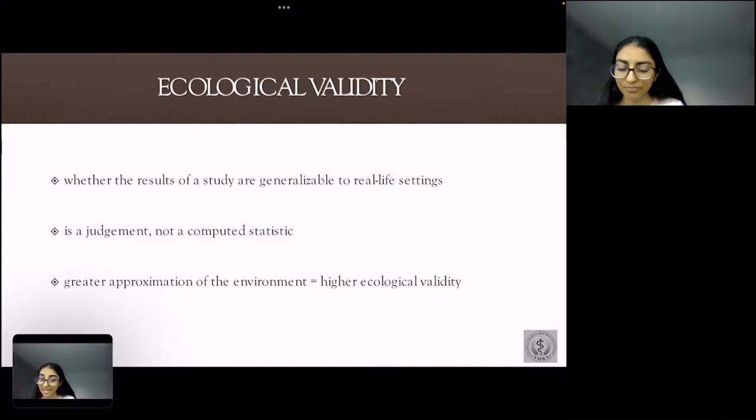So ideally, a study should match the same ecology that will be used in practice. I'll give you an example in a moment to help illustrate this point. But essentially, in the study, you want to be replicating the sort of environment in which you want this to be happening in real life as well. So something else to note is that ecological validity of a study is a judgment.